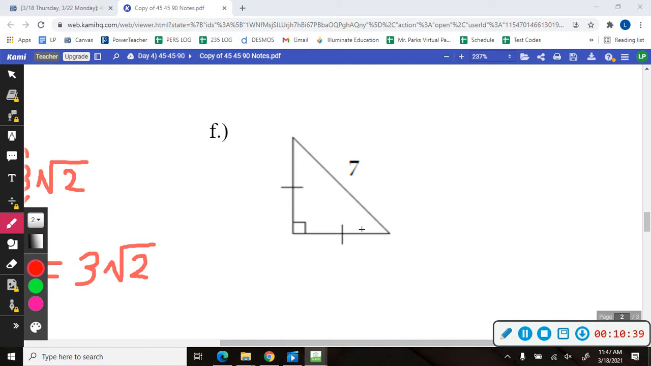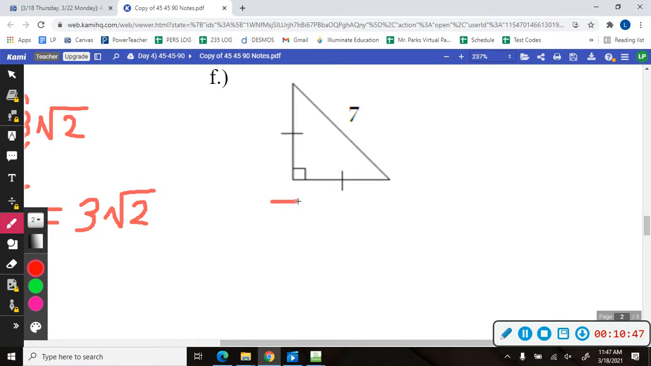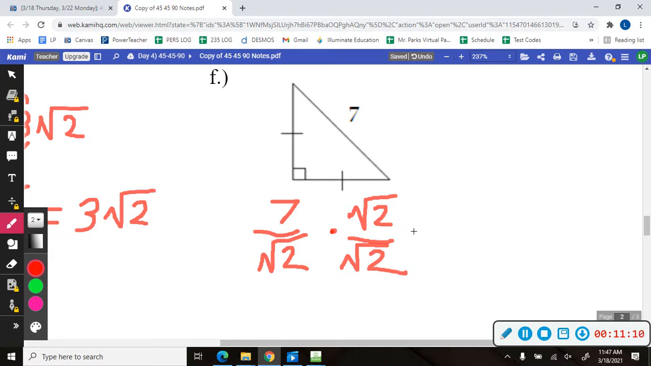Here we have 45, 45, 90. This is the hypotenuse. To find the leg, you divide by square root of 2. So I'm going to take 7 divided by square root of 2. It is not okay to have a square root in the denominator, so you multiply by square root of 2 over square root of 2. This is called rationalizing. Square root of 2 times square root of 2 is 4. Square root of 4 is 2. So the square roots cancel, just making a 2.